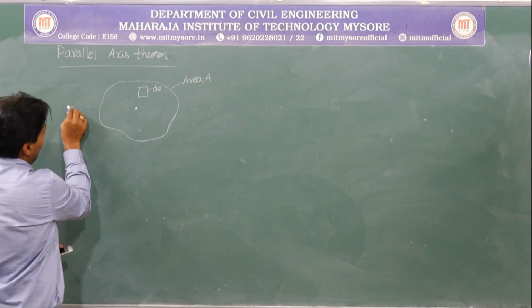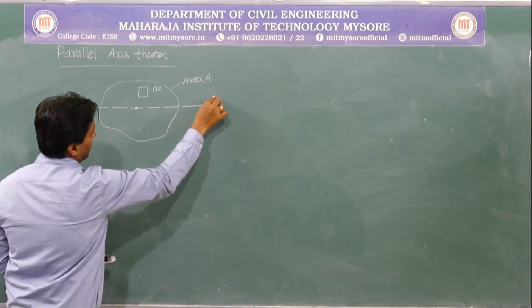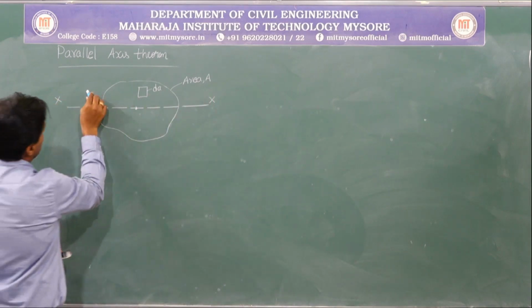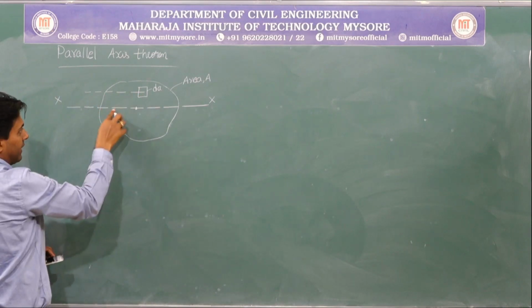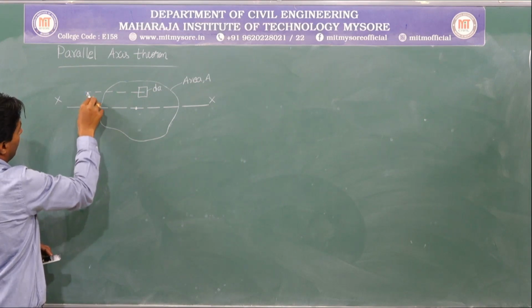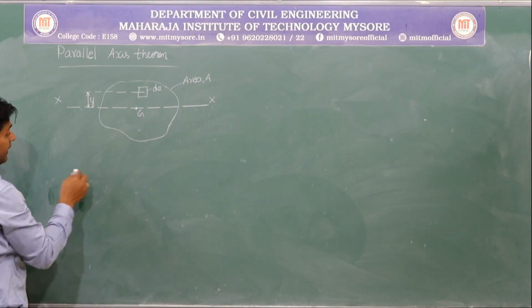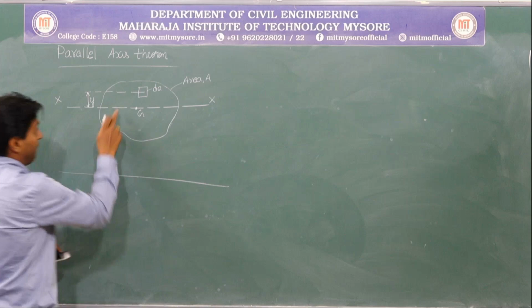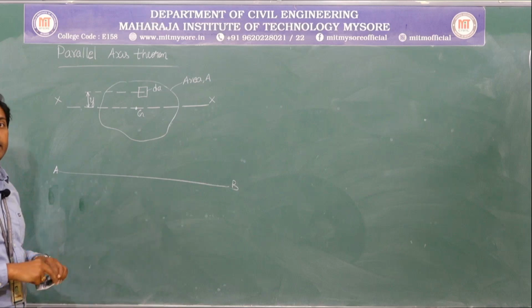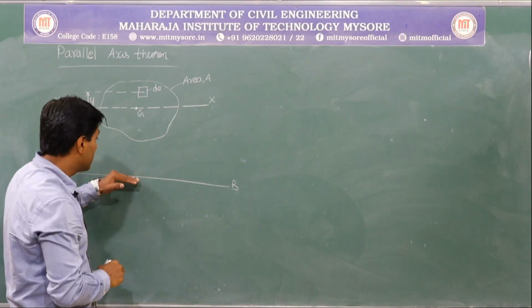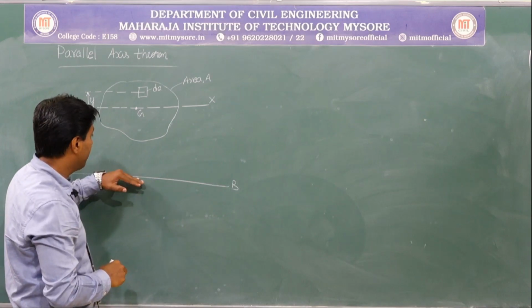So let me pass a line through the centroid, and I will be calling it x. Now this particular elemental area is at a distance y from the centroidal axis. Think that you have one more axis parallel to the centroidal axis AB, and think that I want the moment of inertia about this particular line.